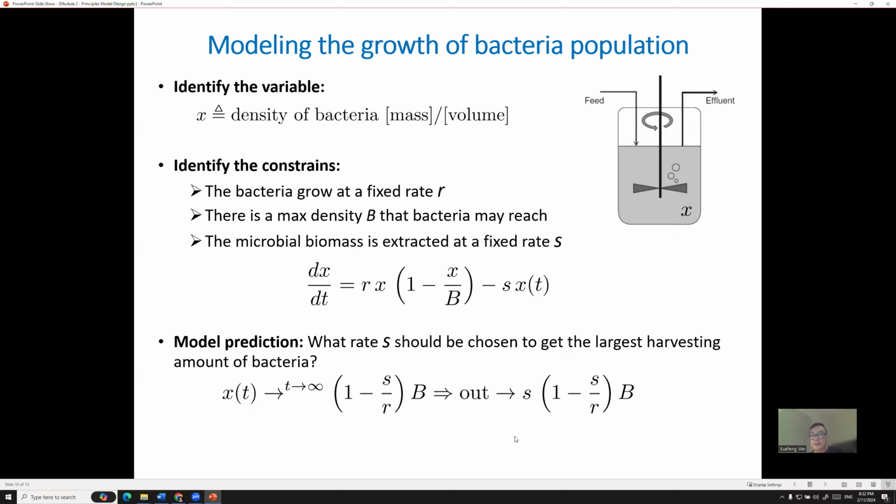And we can solve this easily. d(out)/dS equals 0. Then S, we call it S star here, which is at steady state, equals R over 2. If we choose S to be R over 2, that means we will reach the maximum harvesting of bacteria.